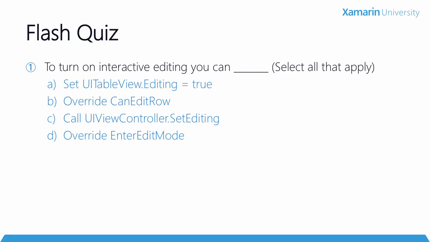Question number 1. To turn on interactive editing, you can A. Set UITableView editing equal true, B. Override canEditRow, C. Call UIViewController setEditing, or D. Override enterEditMode. The answers are A. Set UITableView editing equal true, and C. Call UIViewController setEditing.